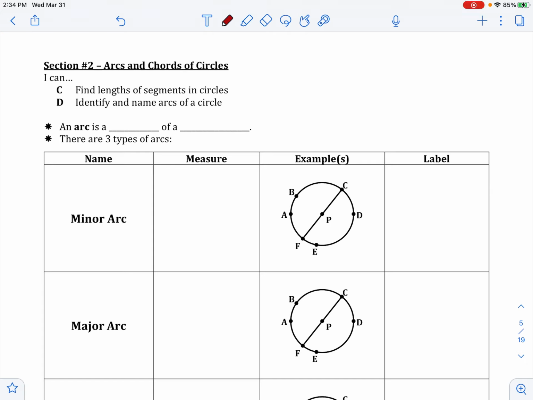An arc is a portion of a circumference of a circle, or sometimes referred to as a fraction of the circumference of a circle. Arcs can be measured in degrees and they can also be measured in length. We're going to do both, but we're going to start by thinking about the degree measure of arcs. So let's start with minor arc.